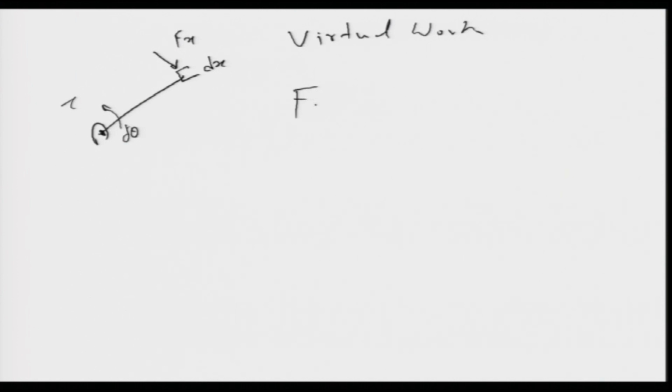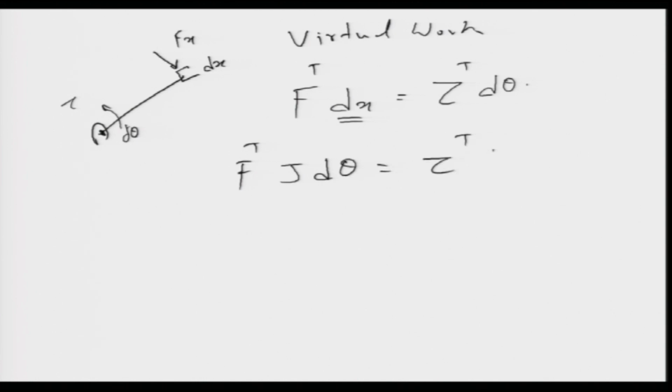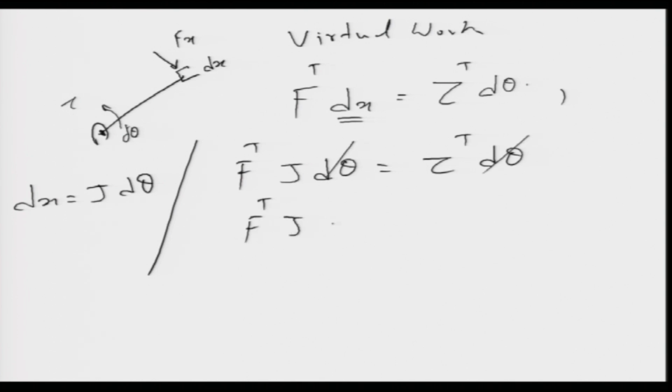So, F transpose into dx must be equal to tau transpose into d theta. They must be equivalent from virtual work. Now, we know dx is equal to j into d theta, which we just saw some time back. So, F transpose j d theta is equal to tau transpose d theta, and d theta will cancel. So, we will have F transpose into j is equal to tau transpose. If I take transpose of both the sides, we get tau is equal to j transpose F.